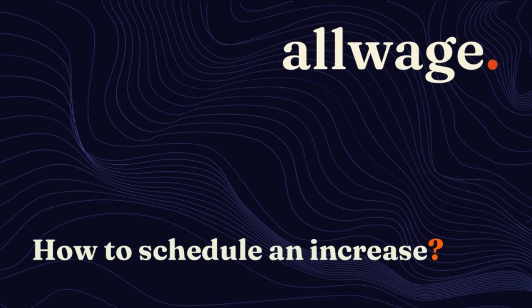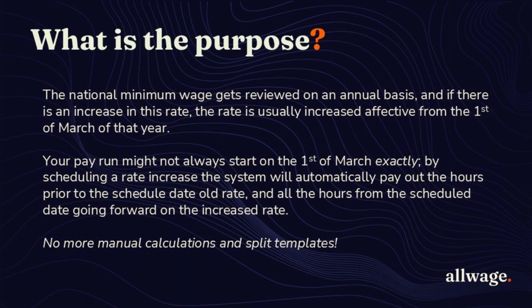How to schedule a wage increase in Allwage. By scheduling the wage increase, you can specify a specific date that the new rate will be applied from, and the system will automatically pay the hours before the date on the old rate and the hours after the specified date on the new rate.